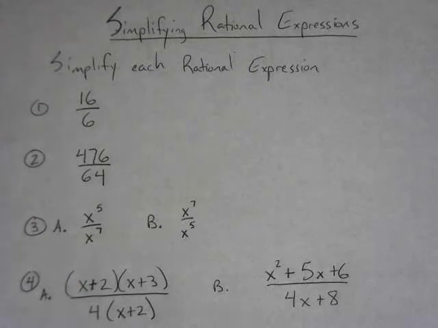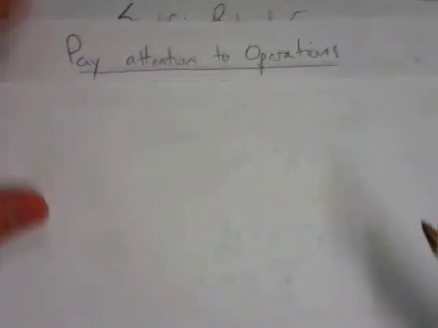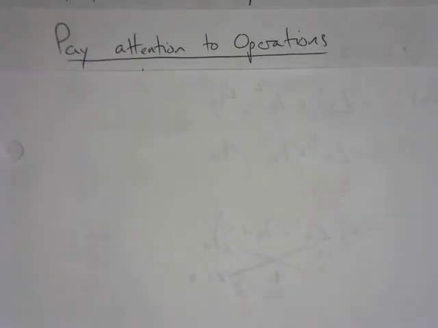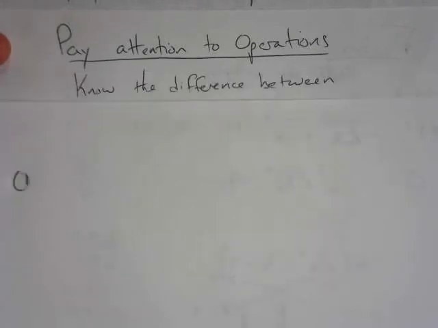So let's get to some notes and how we're going to deal with it. I would like to give just one basic note for simplifying rational expressions, and that basic note is make sure that we are paying attention to operations. That is going to be a key element. So as we're working with rational expressions, we have to always pay attention to operations. Be able to read the math that you're looking at. So we have to pay attention to operations when it comes to reading the math you're looking at.